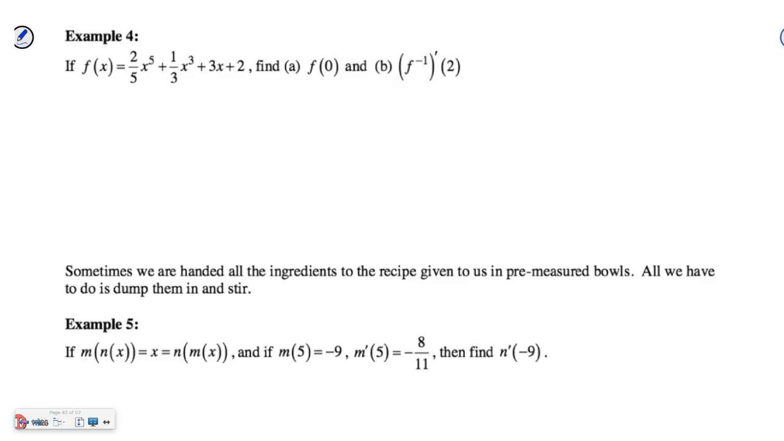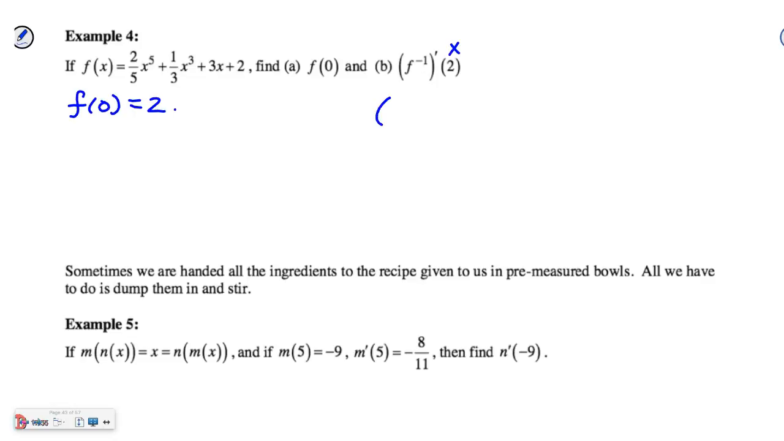So let's start. I'm given the function for f. It's said to find f of 0. Well, let's do that. F of 0 is what? 2. Okay, I must need that at some point. Now it says to find f inverse's derivative at 2. They're giving me an x value on f inverse, and you're going to write that.